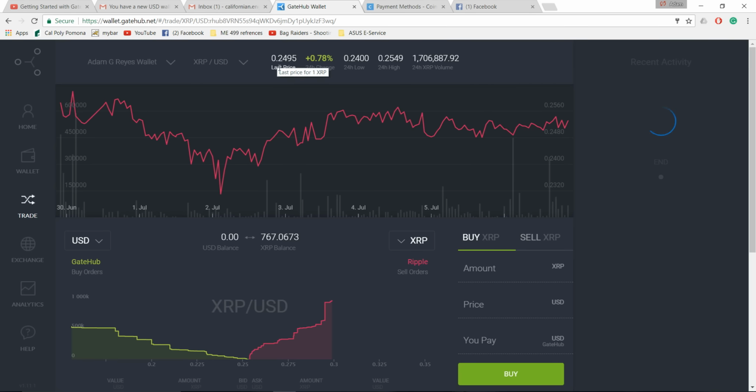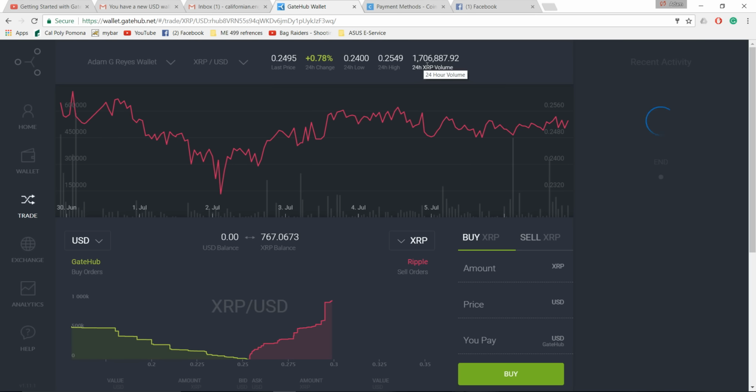Up here, it's going to tell you what the last traded price was, which is 25 cents, basically 25 cents for one Ripple. It tells you the 24-hour percent change, so if it's gone up or down. This will tell you the low and the high in the 24 hours and the volume traded in 24 hours. So this is basically how much Ripple. It's the same thing as the stock market: how much of that share is traded in 24 hours.